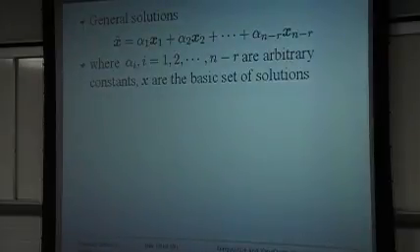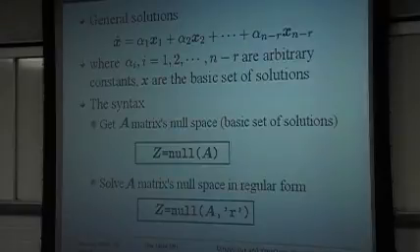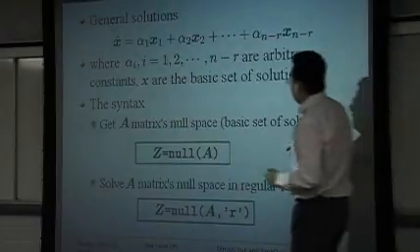So we have two questions here. How can we find the basic set of solutions? The other one, the particular solution, we have already constructed. So we can concentrate on how we can find the basic set of solutions. In fact, the basic set of solutions is the null space of A.